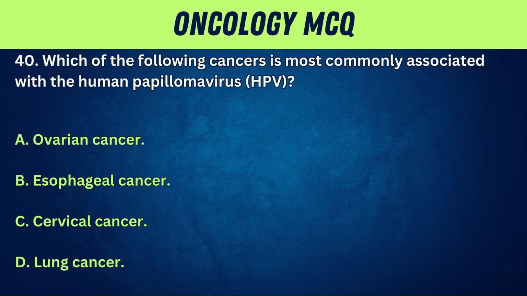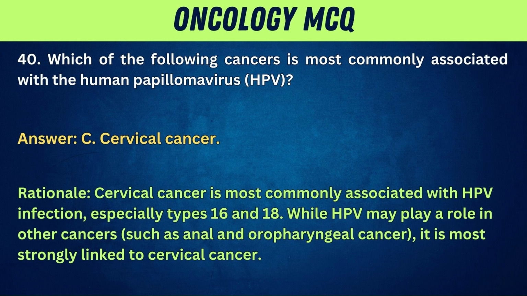40. Which of the following cancers is most commonly associated with a human papillomavirus, HPV? A. Ovarian cancer. B. Esophageal cancer. C. Cervical cancer. D. Lung cancer. Answer: C. Cervical cancer. Rationale: cervical cancer is most commonly associated with HPV infection, especially types 16 and 18.